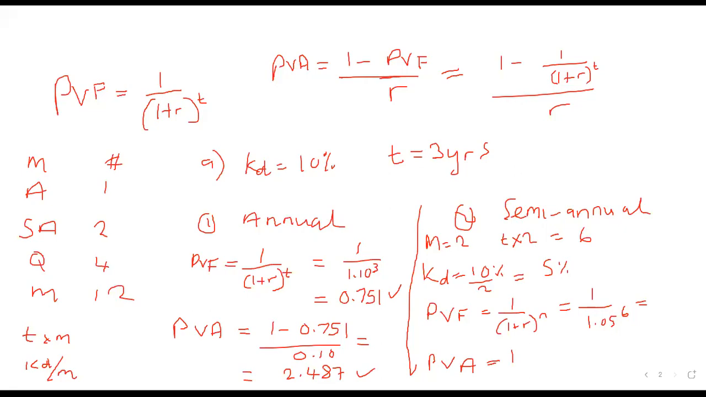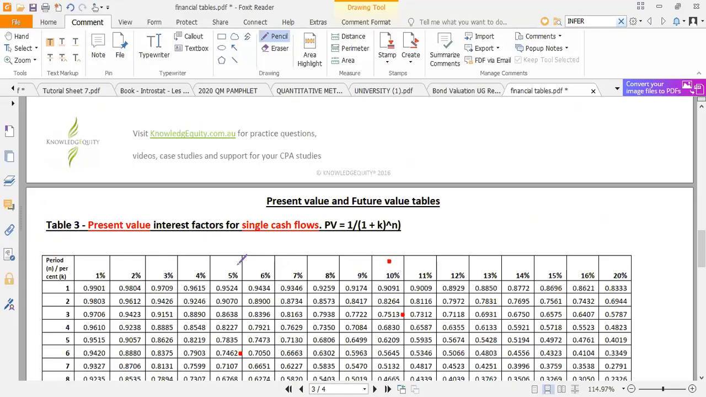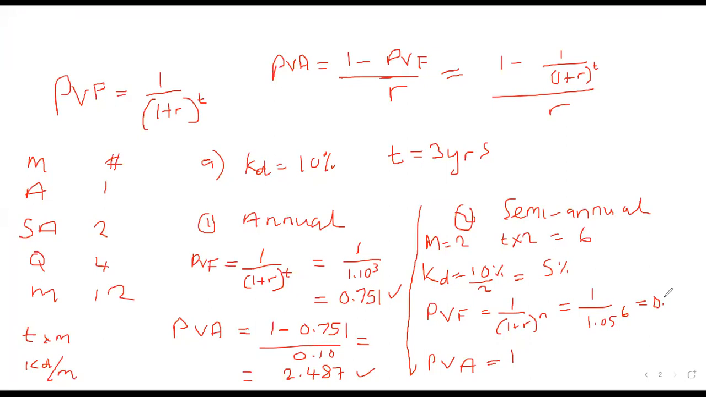Let's verify it. 5% under 6 is 0.7462. Is that what you found? Yes. Okay, then the annuity factor is 1 minus 0.746 over the 5%, which is 0.05.